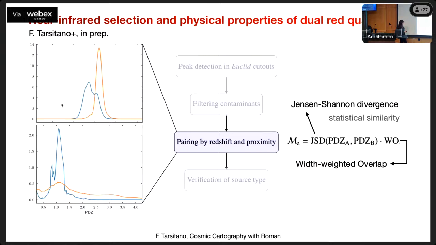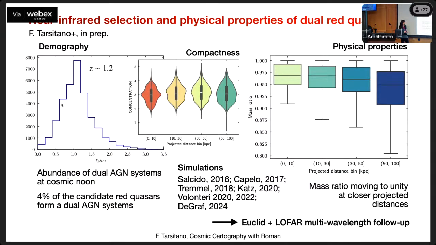In this case, in order to overcome these challenges, we are working with a combined metric that takes into account both the statistical similarity of the PDZ and their width-weighted overlap. In this way, we can match both statistically and physically the dual AGN systems without assuming any form of Gaussianity or symmetry. So already at this stage, we find very promising results. First of all, we observe that 4% of candidate red quasars are actually in a dual AGN system, and their population peaks around the cosmic noon.